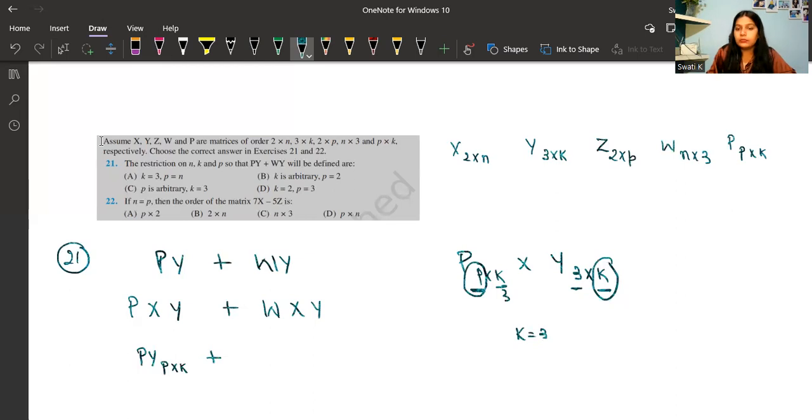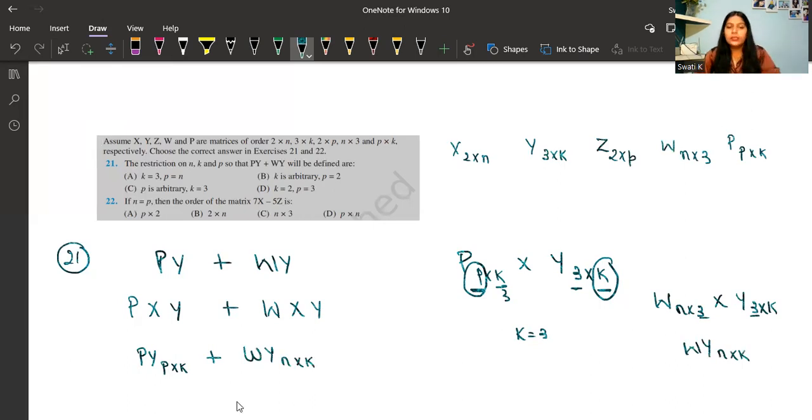Plus Wy. W's order is N by 3 and Y's order is 3 by K. This is very simple. This is 3 and 3. So the resultant will have the order N cross K. So this is Wy and this is going to be N cross K. Now you can add these two matrices only if their orders are the same. Otherwise, it's not possible to add the matrices, okay? So because K and K are the same, it should be that P is equal to N, okay?